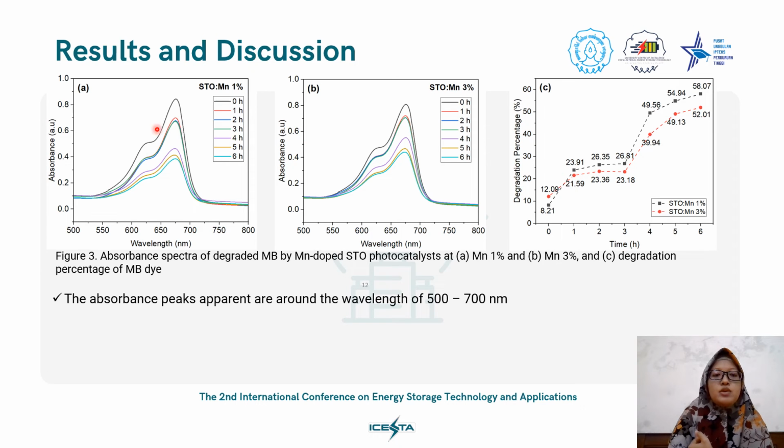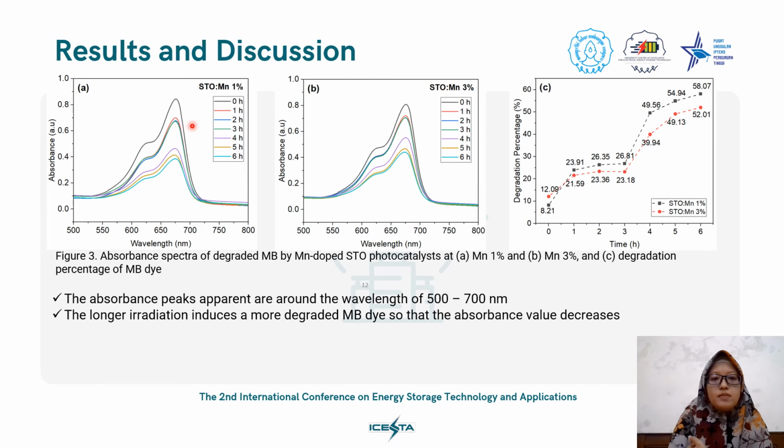From figures 3A and B, we can see that the absorbance peak appears at around the wavelength of 500 until 700. And from these two pictures, we can see that the longer irradiation induces more degraded MB dye, so the absorbance value decreases. It is because the longer the irradiation time, the more chemical reaction happens, so the more degraded MB, so the absorbance value decreases.